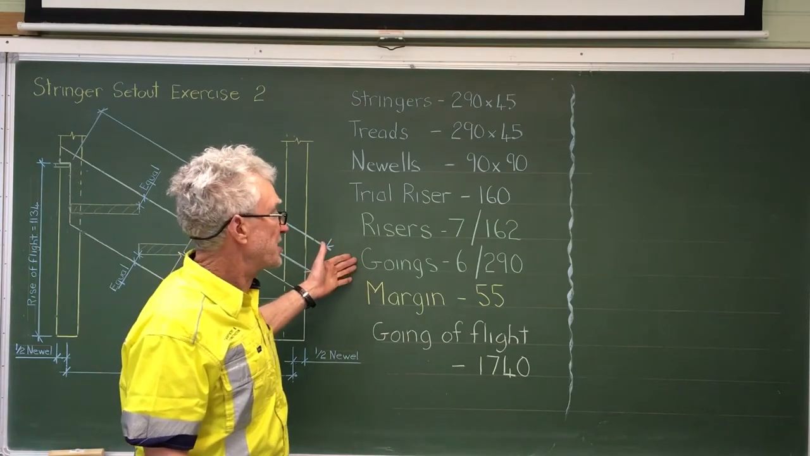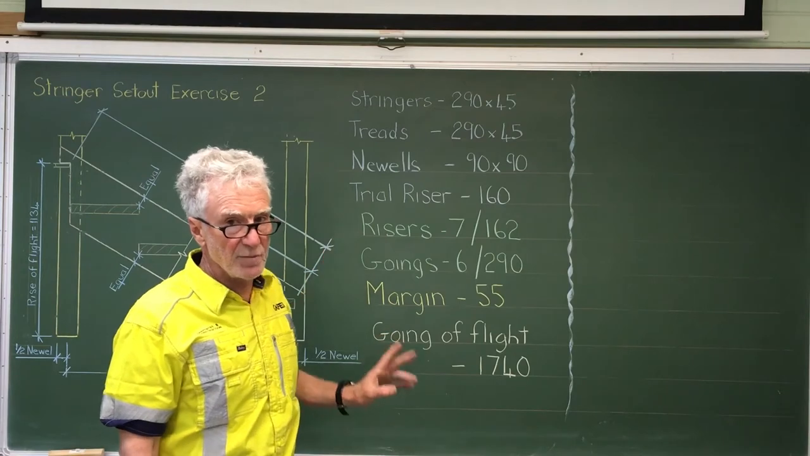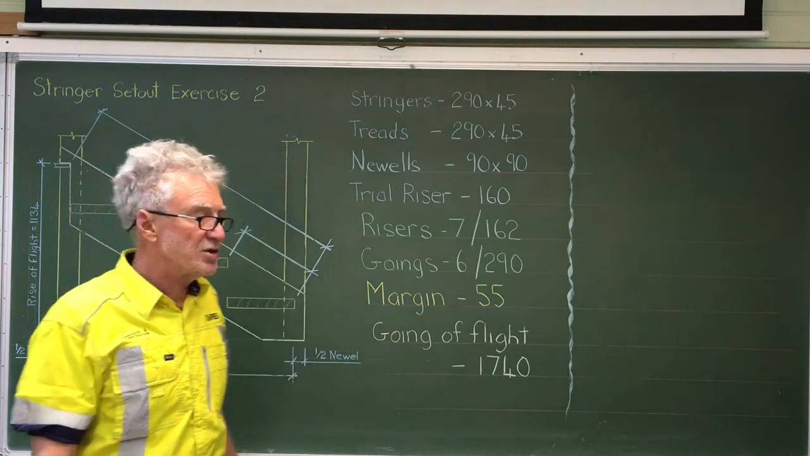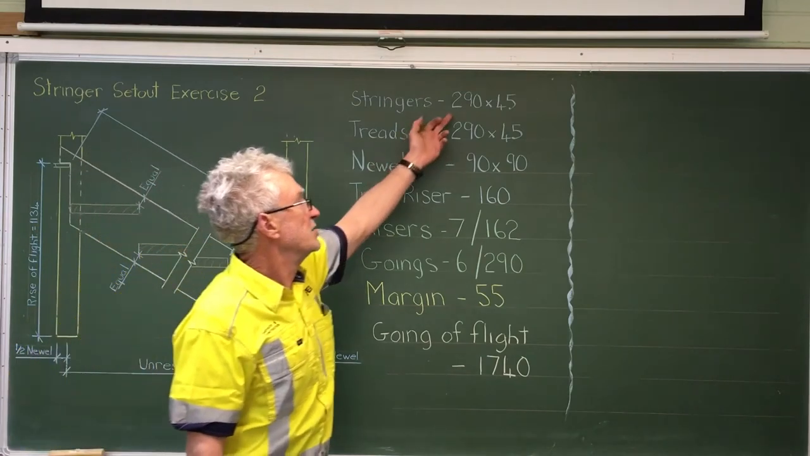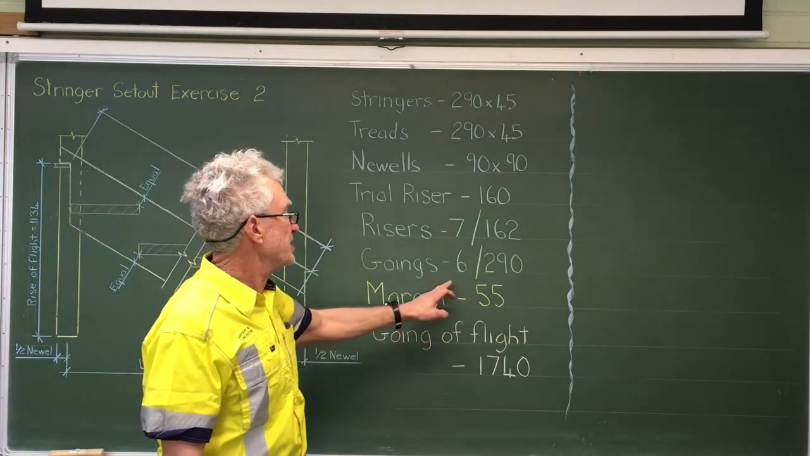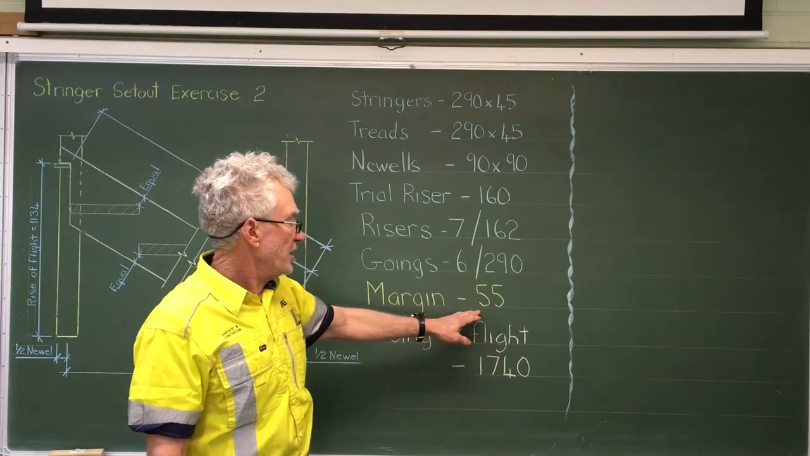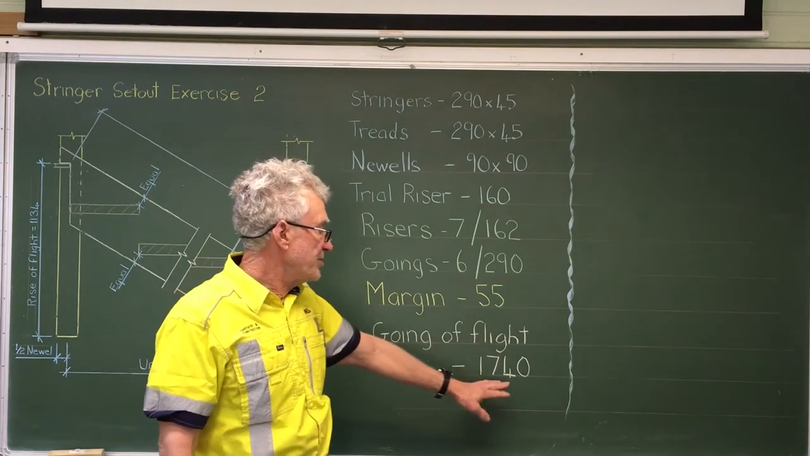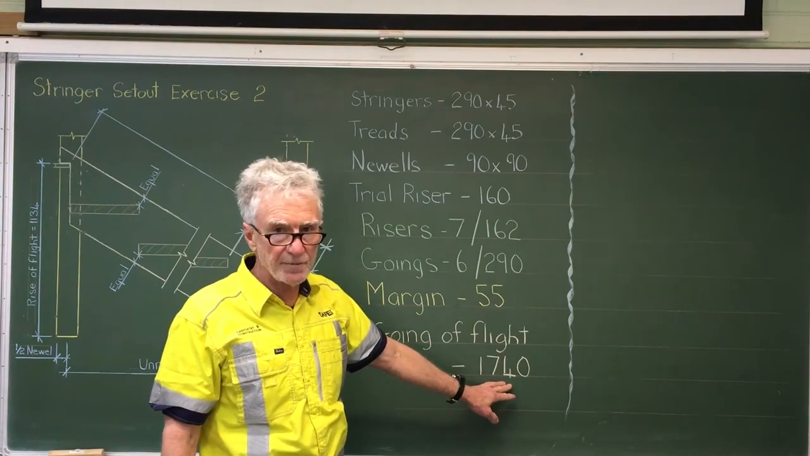We get 6 goings at 290. Remember, if the going is unrestricted, the easiest thing to do is to use the size of the treads, 290, as the going of step. We'll calculate the margin to be 55, and the going of the flight comes out at 1740.